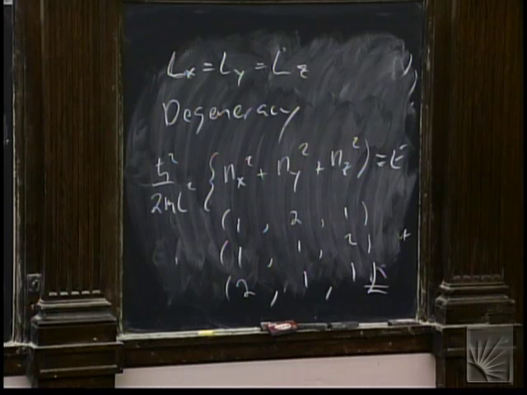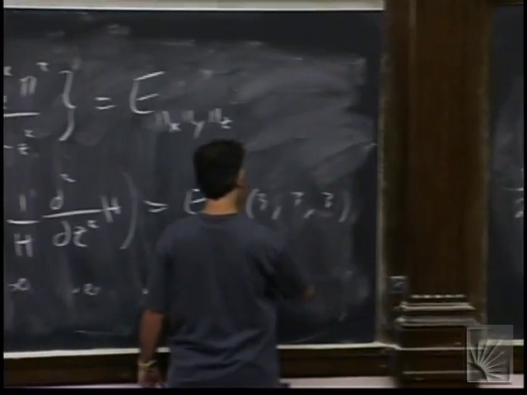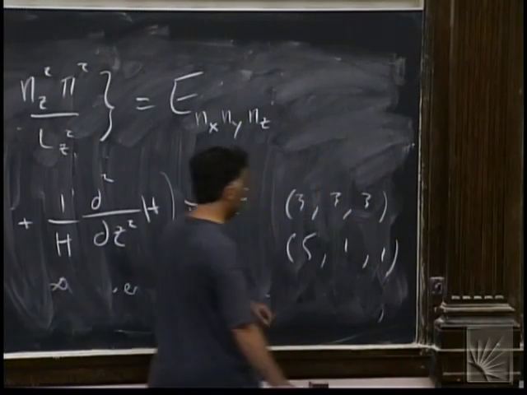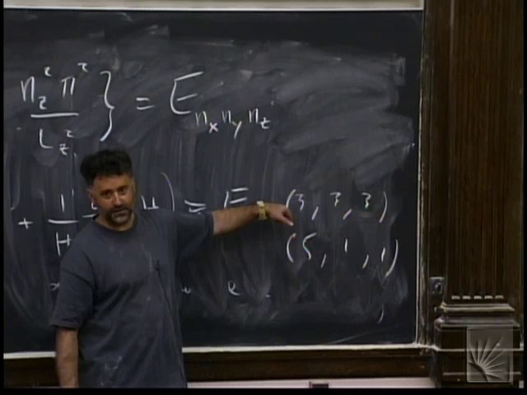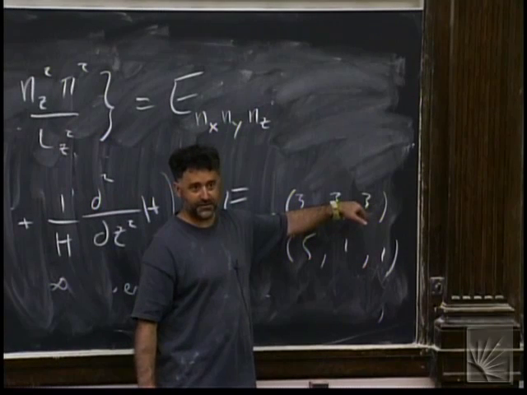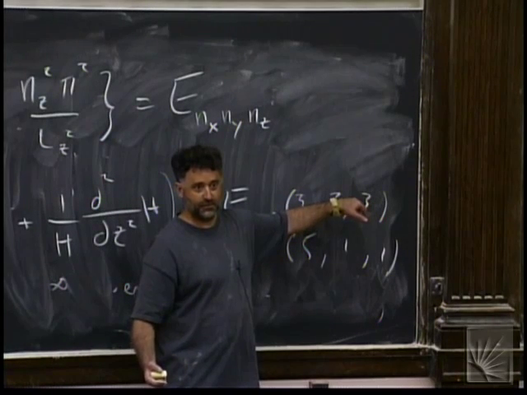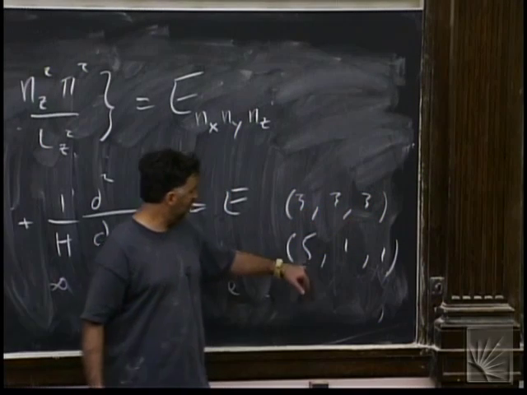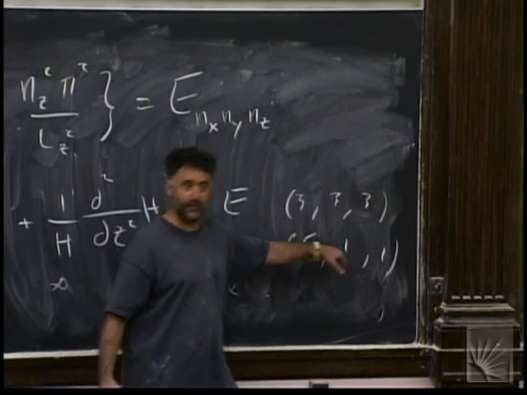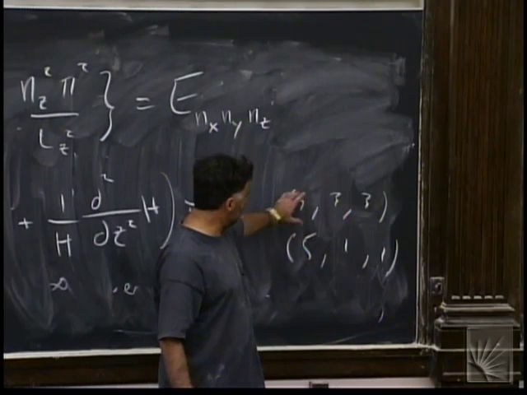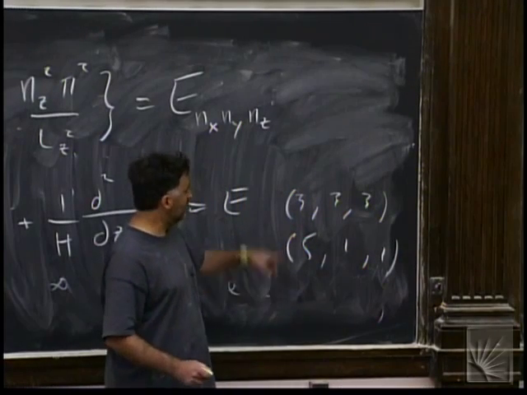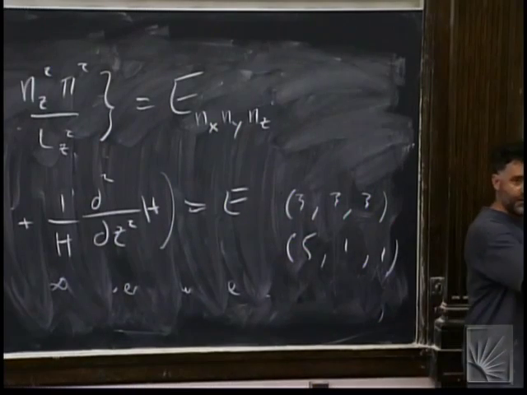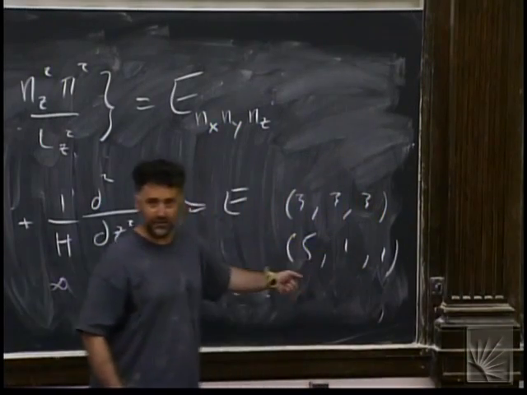Oh, I found a curious one. I wonder if I wrote it down here. Oh, okay. This is also degenerate for this system: 3, 3, 3, and 5, 1, 1. Right? 3 squared plus 3 squared plus 3 squared is 27, and 5 squared plus 1 plus 1 is 27. And so this state is degenerate with this state, and it's unlike the previous case in that you're not just moving them around, but these are actually different sets of quantum numbers that are involved.